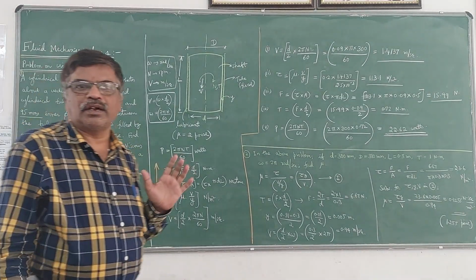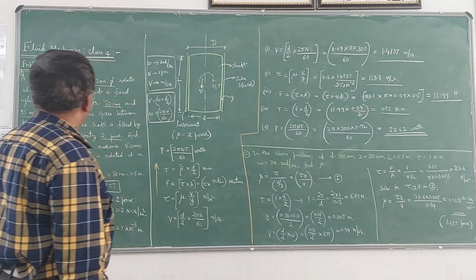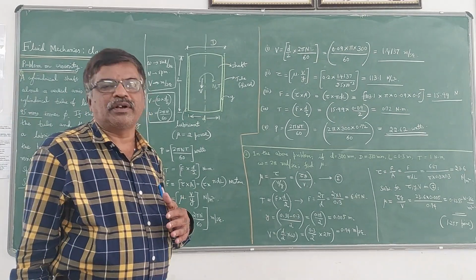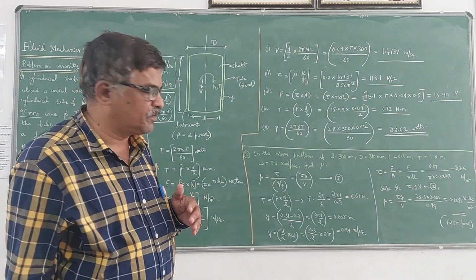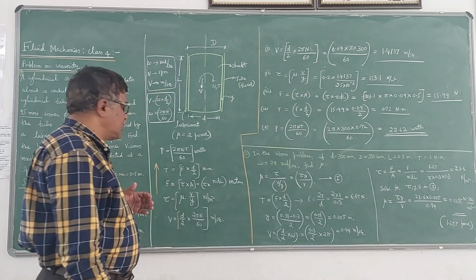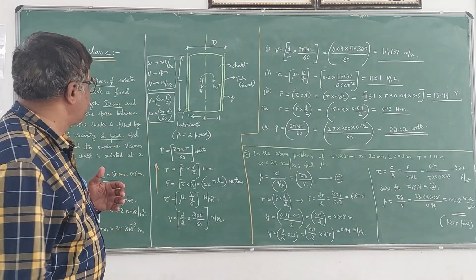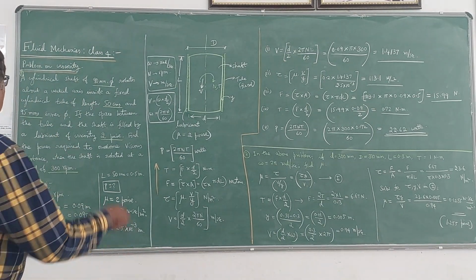So in this class, we will discuss a problem on viscosity, which makes use of the important law, that is Newton's law of viscosity, which is given by tau is equal to mu into dv by dy or mu into v by y. So very important type of problem.